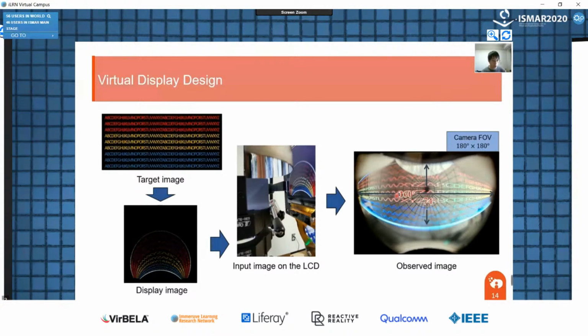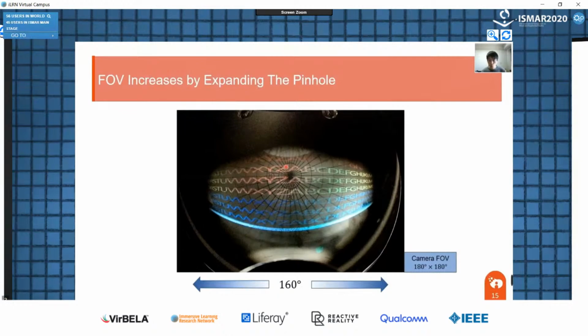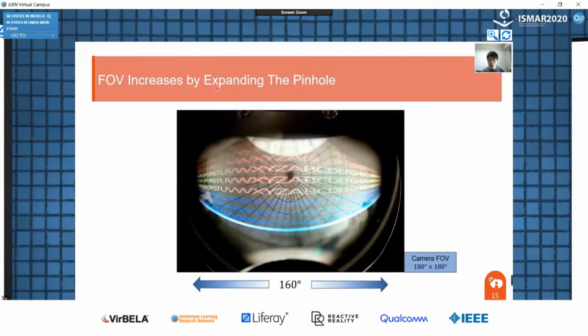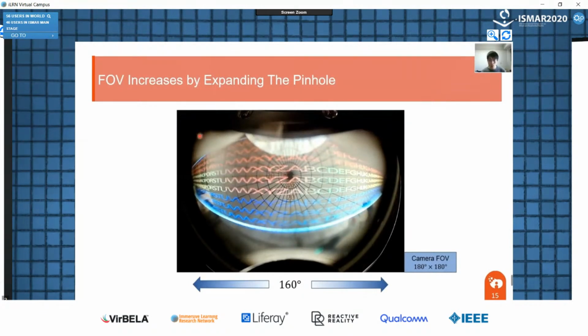Notice that the huge distortion in this observed image is caused by the camera that we use to record such a wide field of view. It's a fisheye camera, and our prototype itself only introduced a small distortion. We also recorded that the field of view increases by expanding the pinhole aperture, which is shown in this video.